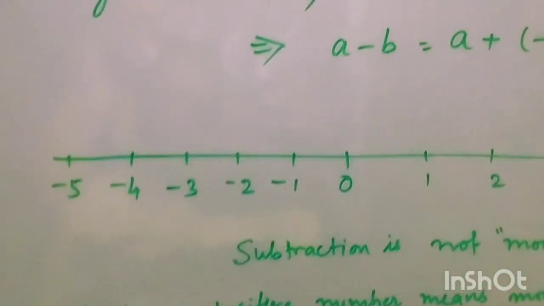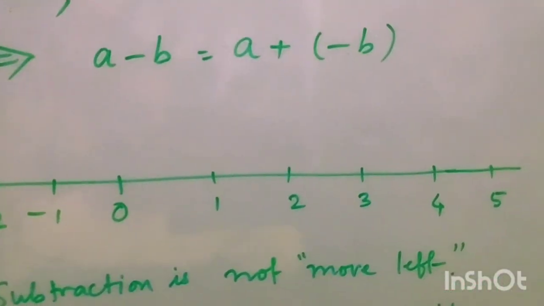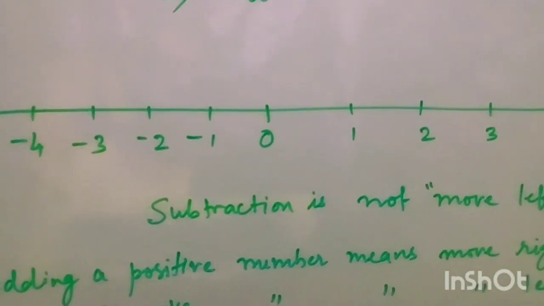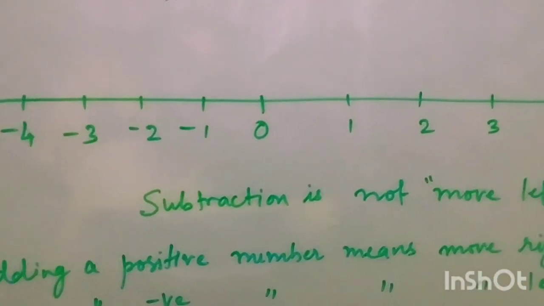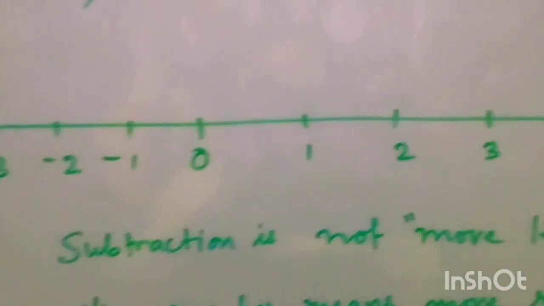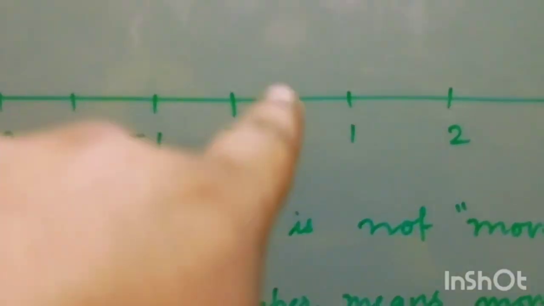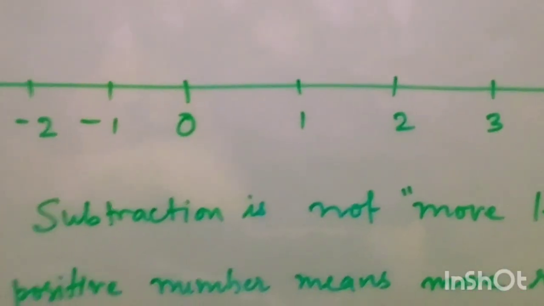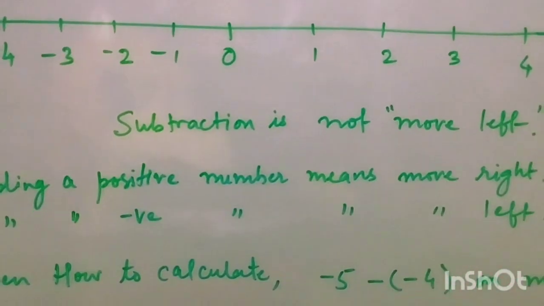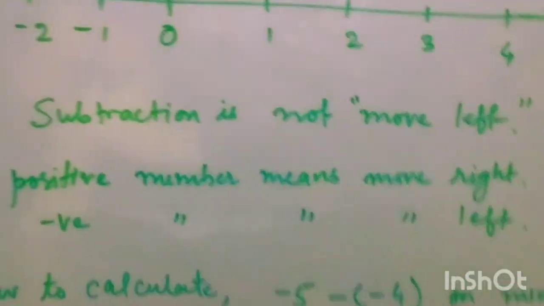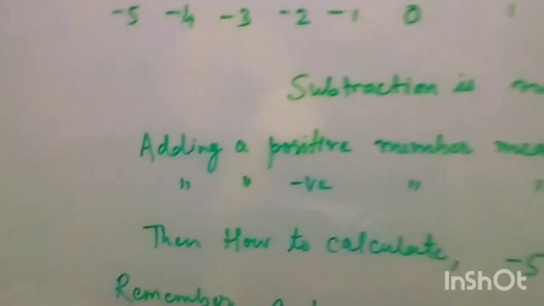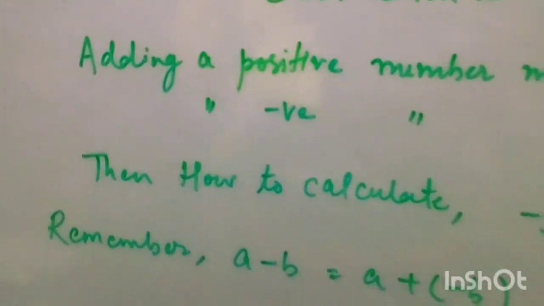As you can see, this is a number line where you can do addition and subtraction by moving from left to right or right to left. But there is a slight confusion among students that while doing subtraction, they just move from a number to the left side. So subtraction is not moving towards left. Adding a positive number means move towards right, and subtracting a negative number means move towards left. Actually, this is a subtraction, it's not addition.